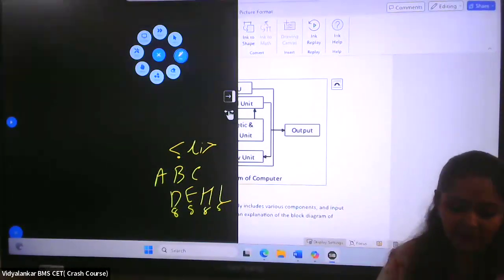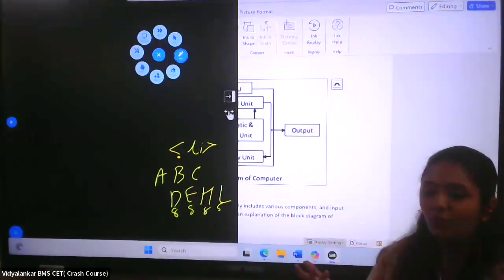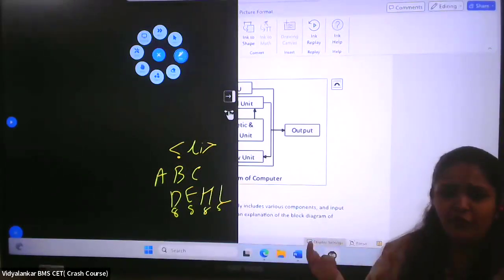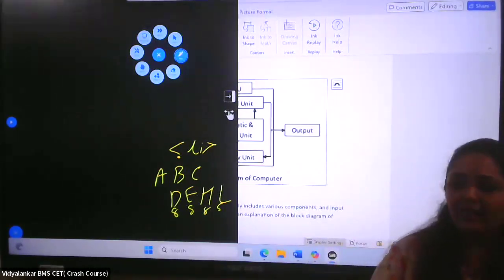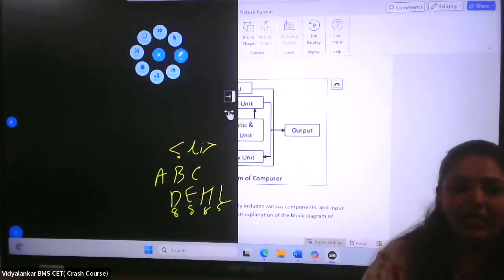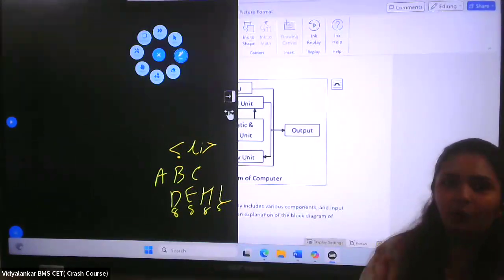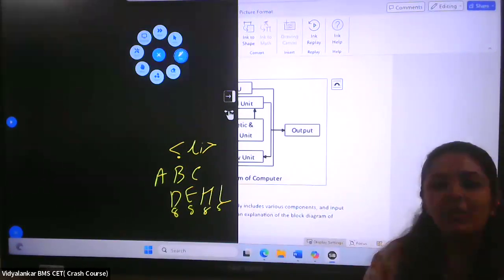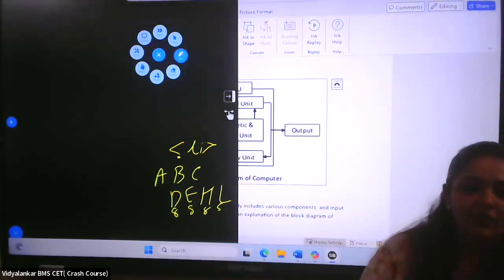What are the types of RAM? SRAM, DRAM. Online even you can join, there's no problem at all. SRAM, DRAM. What's the full form for SRAM? Static. For DRAM, dynamic. Fine. If I ask you what is a bit, represented as 0 or 1, how many bits make a nibble? How many bits make a byte?